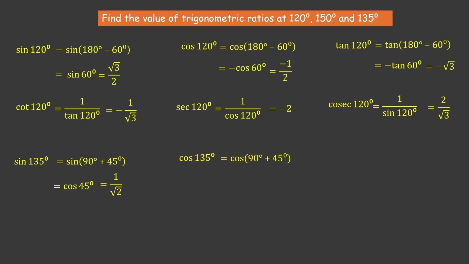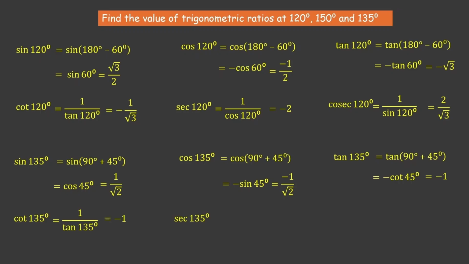Cosine 135, cosine of 90 plus 45. Cos 90 plus theta is, first of all, the trigonometric function will change. It will be sine. Cos is negative in the second quadrant. So negative sine 45, negative 1 by root 2. Then comes tangent. Tan 90 plus theta is negative cot theta. Cot 45 is 1. So this is negative 1. Similarly, we can then find the other trigonometric ratios. They are reciprocals of these three, right?